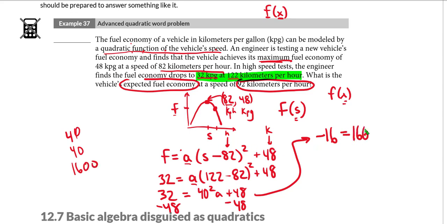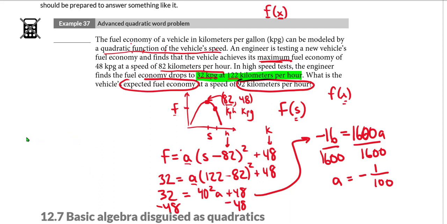Look at that. That's going to end up being quite nice. I then divide both sides by 1600 to isolate my a, and I get a equals negative 1 over 100. 1600 divided by 16 is 100, and I'm just doing the reciprocal of that, 1 over 100. So I now have my a value, which means I have my fully formed function. I have that f equals negative 1 over 100 times s minus 82 squared plus 48.